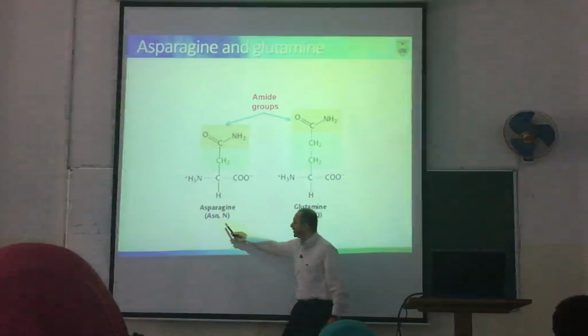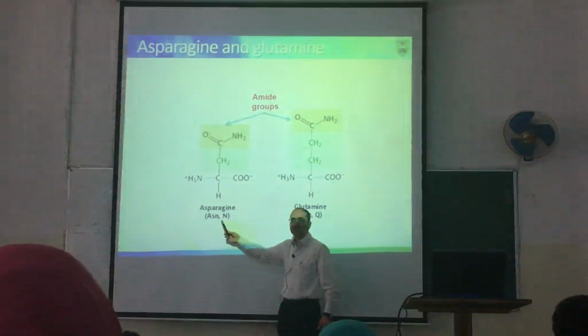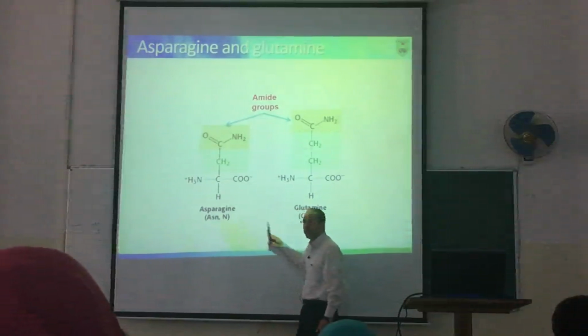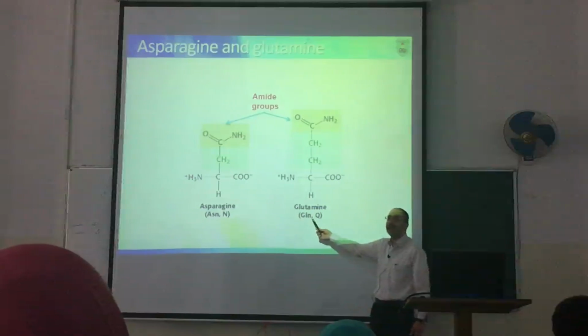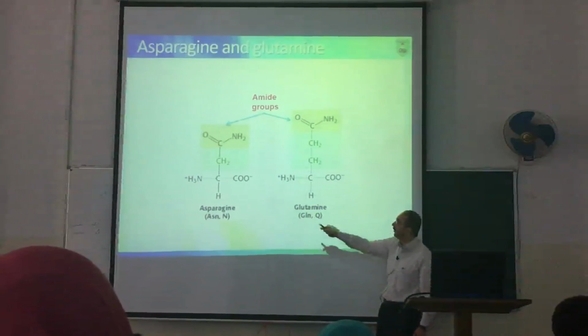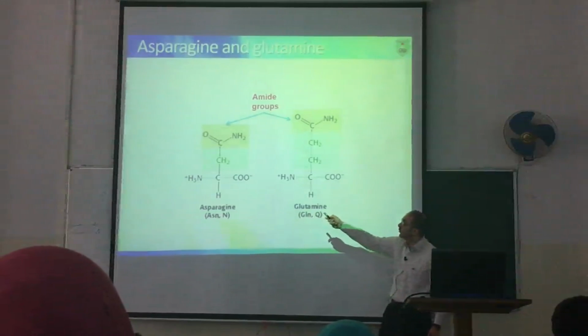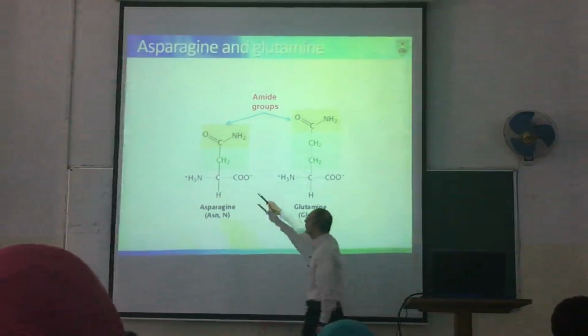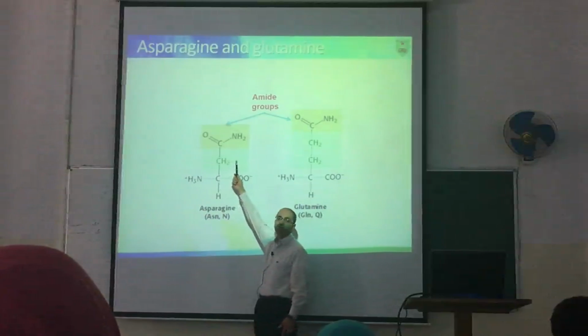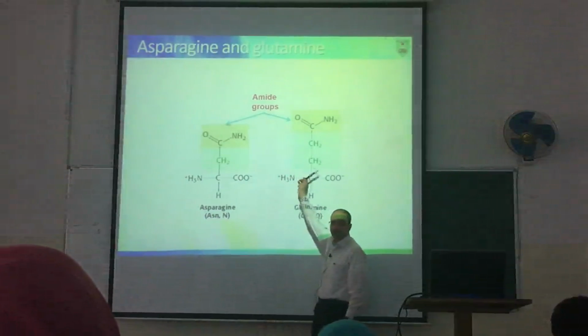Abbreviation AS. Asparagine, N, and glutamine, GLN, because terminally we have the amino group here. Right? And that makes the molecule a polar molecule. I mean, it is just not charged.